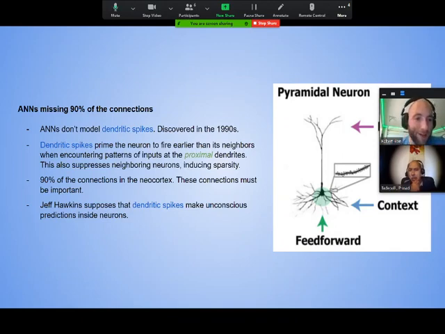It's worth pointing out that any theory of intelligence inspired by the brain probably needs to account for 90% of the neurons, in part because of the extreme evolutionary pressure to be efficient in the brain. And then Jeff says that these dendritic spikes are actually making unconscious predictions inside neurons. These connections further away from the cell body are noticing patterns and priming the cell to fire early and induce sparsity. They're predicting what's going to be seen in a second.